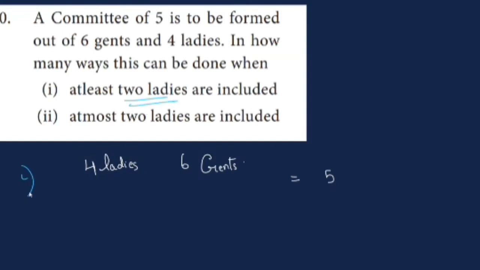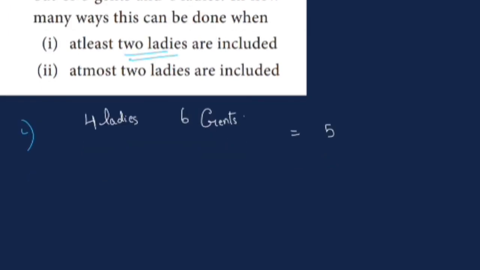The first one, at least 2 ladies should be included. So what are the various possibilities? 2 ladies should be included means at least 2. So we start with 2 ladies, and here it will be 3. Only then we can form a committee of 5. At least 2, what do you mean by at least 2? It can be 2, it can be 3, it can be 4 also.